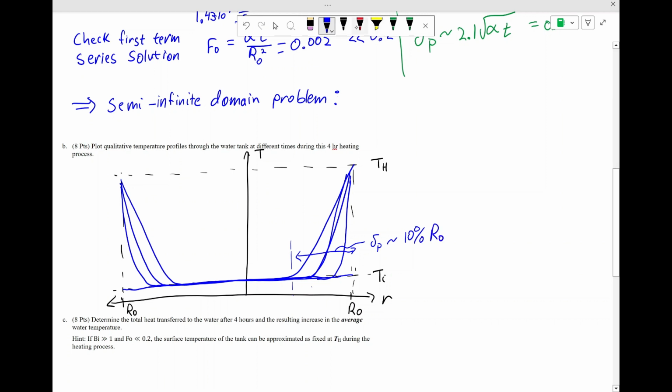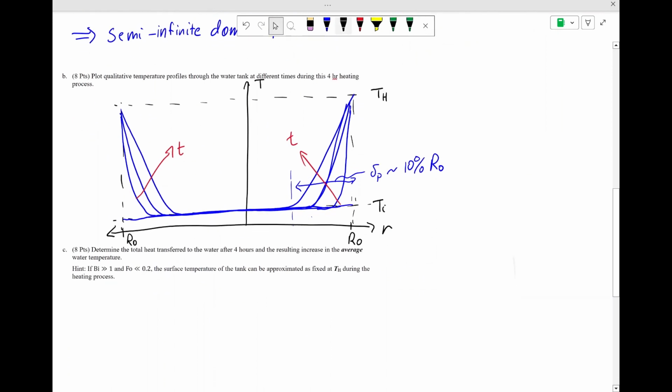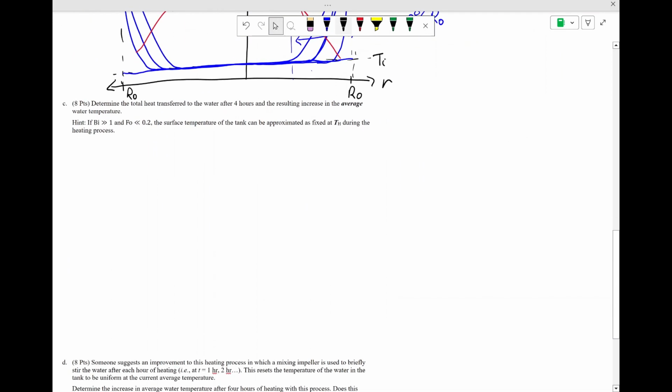And just to indicate clearly, we're saying that as these curves work their way up, time is advancing. Okay, next step here. So now what we want to do is work out the total rate of heat transfer to the water after 4 hours, and essentially the resulting increase in the average temperature of the water.